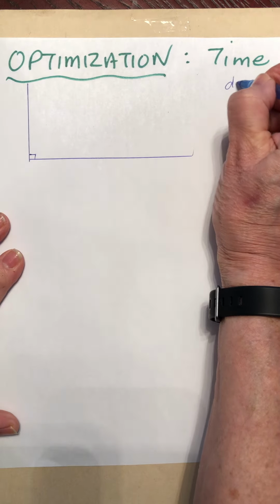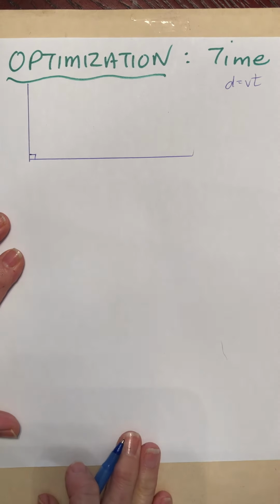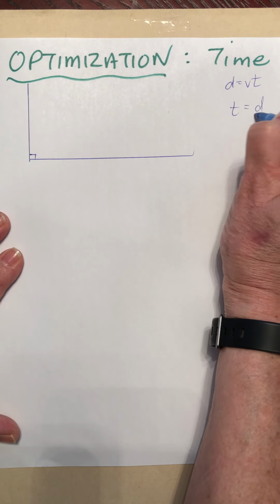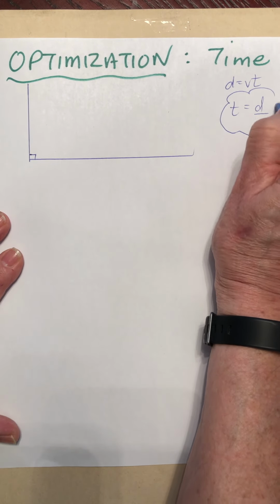The formula for time is linked to the formula for distance. So the formula for distance is velocity times time. So isolating the t gives us our formula for time.